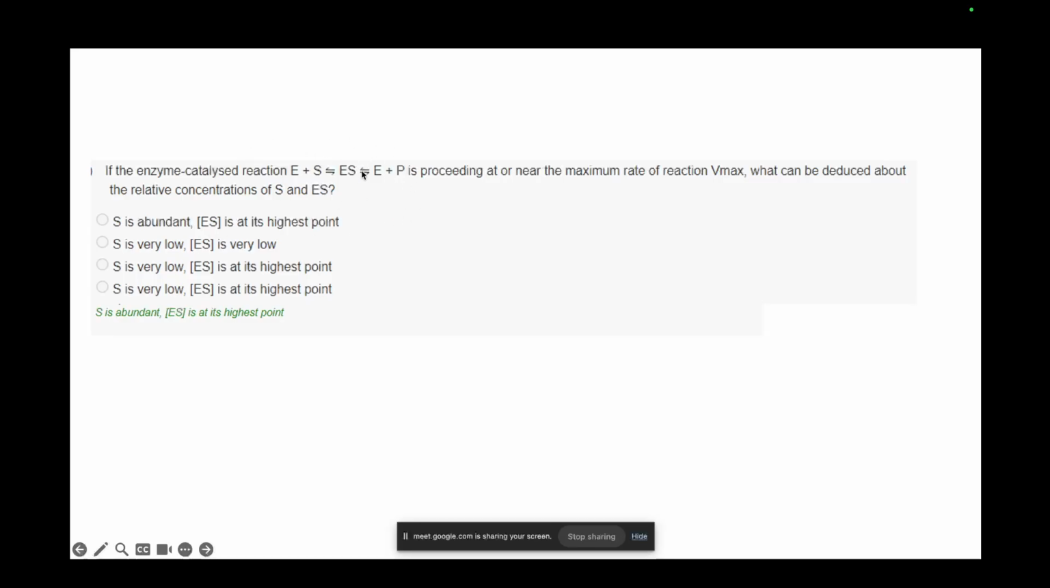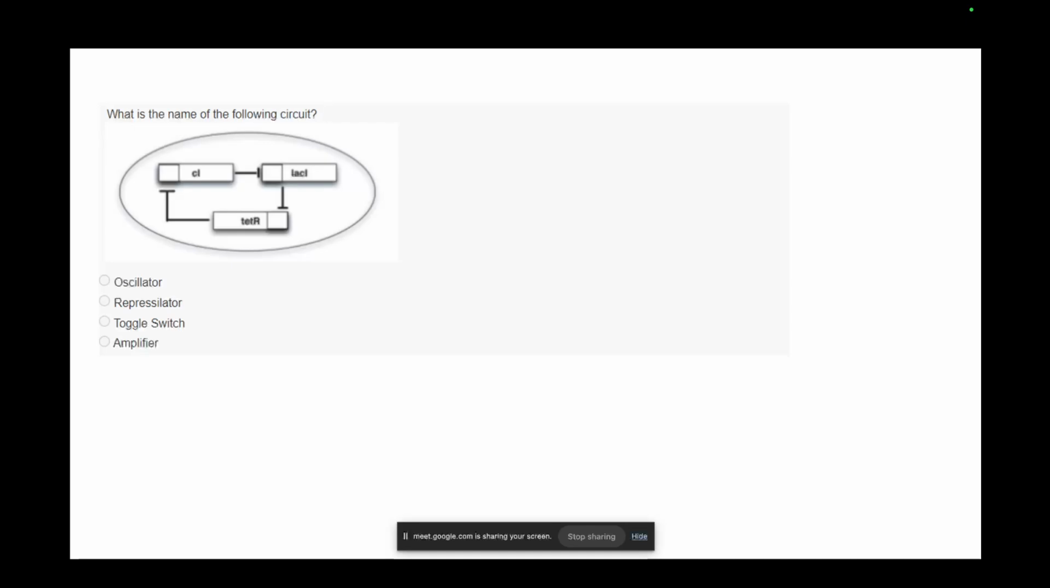Now, if this particular reaction was irreversible, your ES concentration would have been very low because the moment ES is getting formed, it will be converting into E plus P. But in this case, since this is reversible, your ES will be at a highest point, and since the reaction is at a maximum, you need your substrates to be very abundant. So yeah, okay, moving on to the next one.